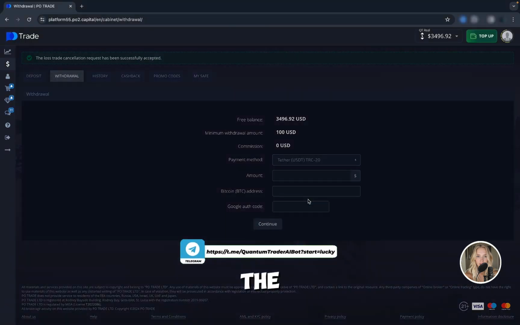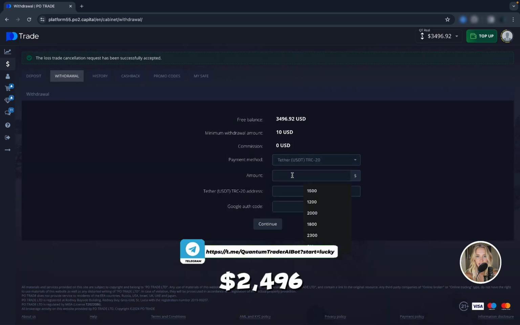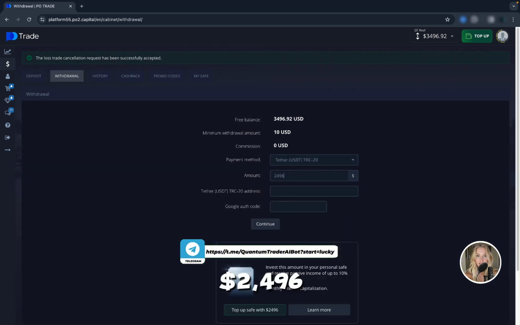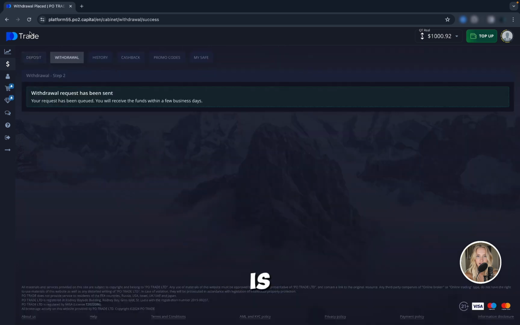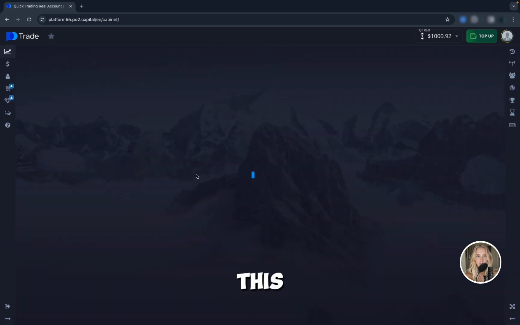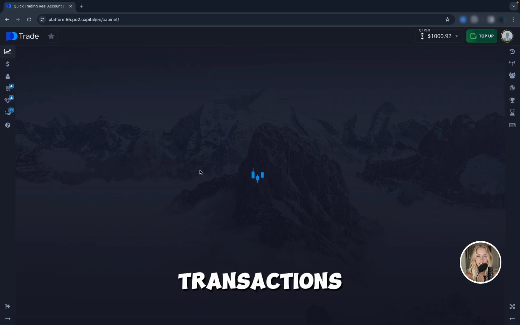Choosing a wallet, the amount of today's profit will be $2,496. The withdrawal operation is being successfully performed. This is how the trade turned out today. Using these indicators, 2 transactions were opened, according to the same principle.